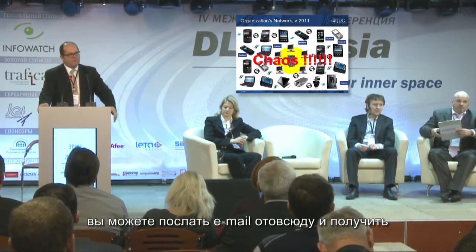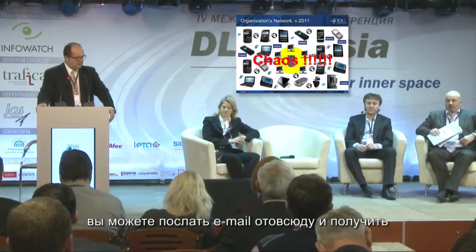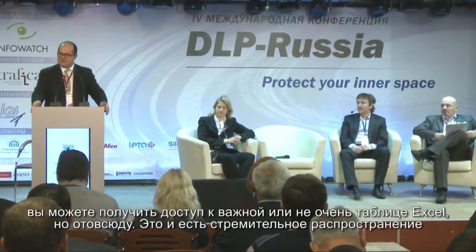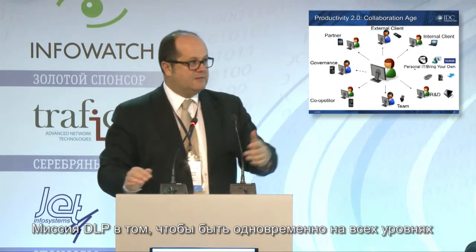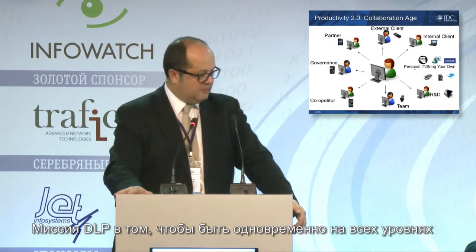You can send an email from everywhere. You can receive an email from everywhere. You can access an Excel spreadsheet, critical or not, from everywhere. So this is proliferation. DLP has to be at the user level. It should be on the network. It should be on the data. And it should be everywhere. This is where DLP is pervasive. And the mission of DLP is to be everywhere at the same time, controlling that the critical data is under control.